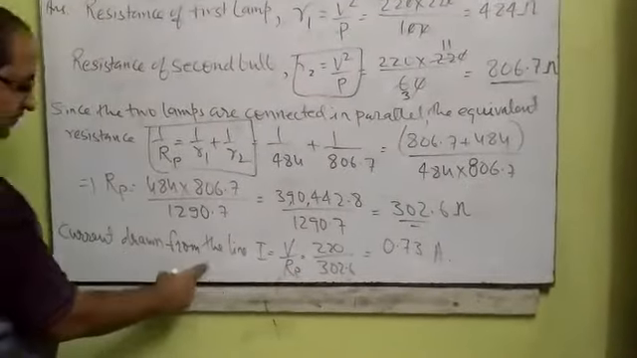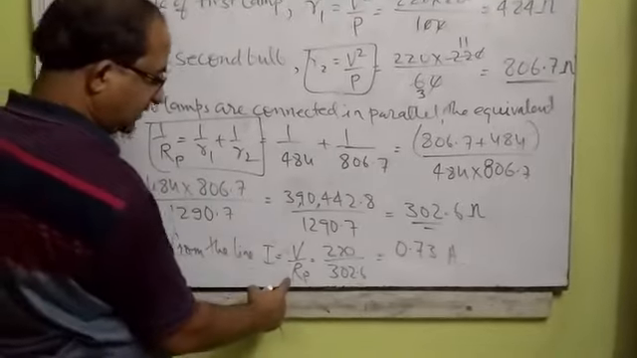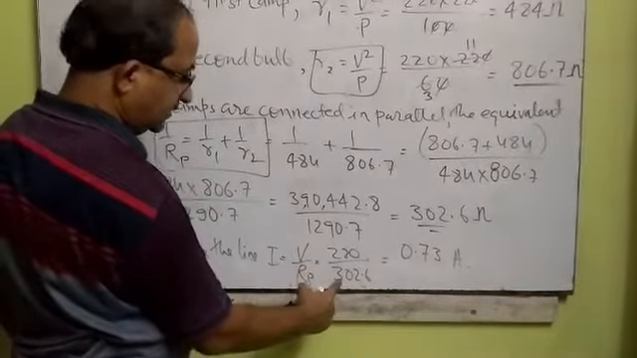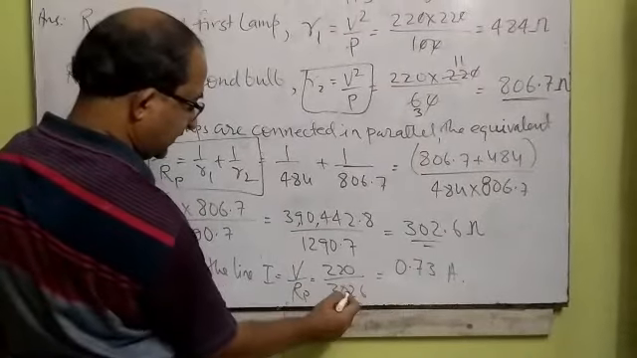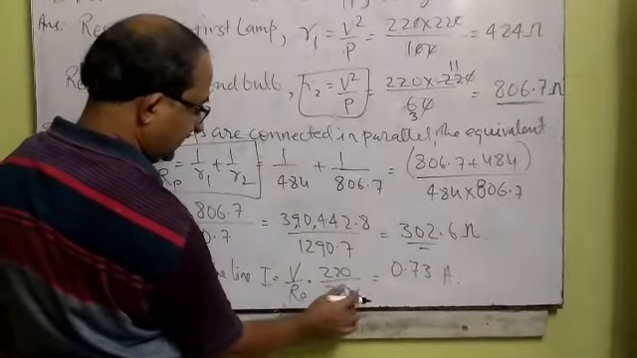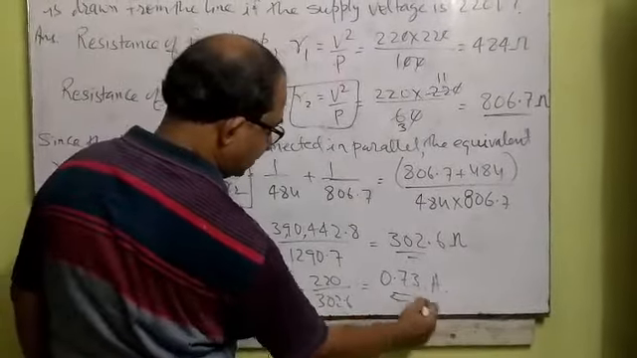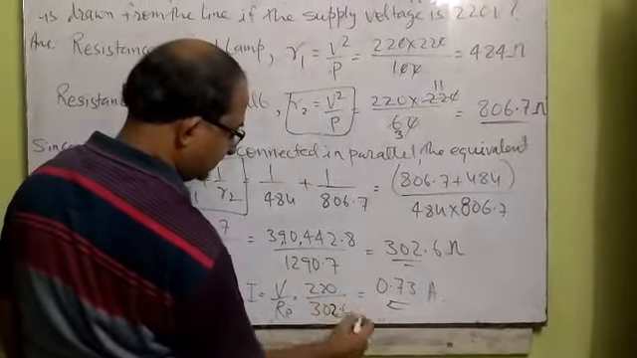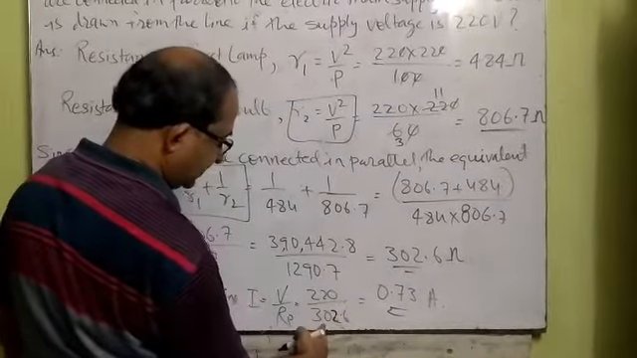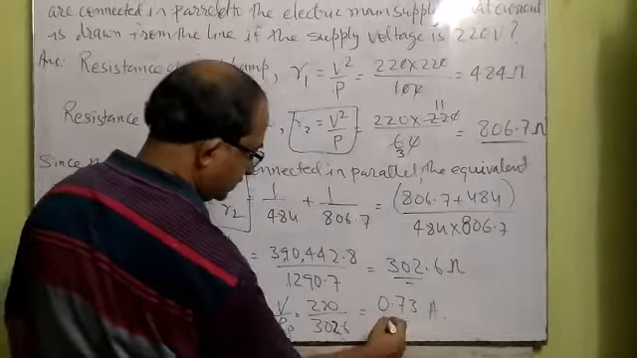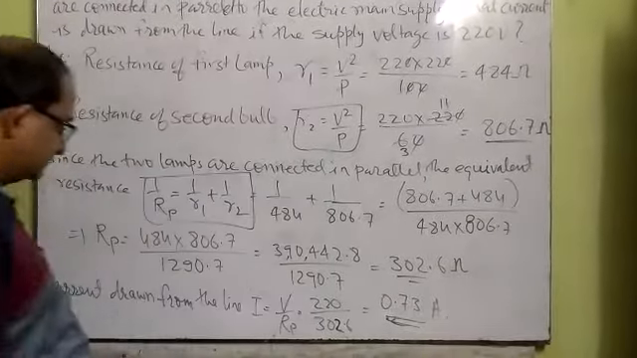Then the current drawn from the line, I is equal to V by Rp, means 220 upon 302.6. 220 divided by 302.6 gives you 0.73 ampere.